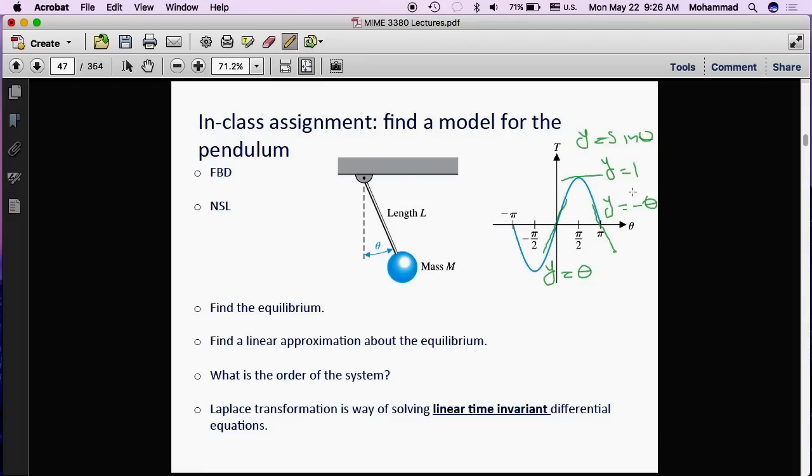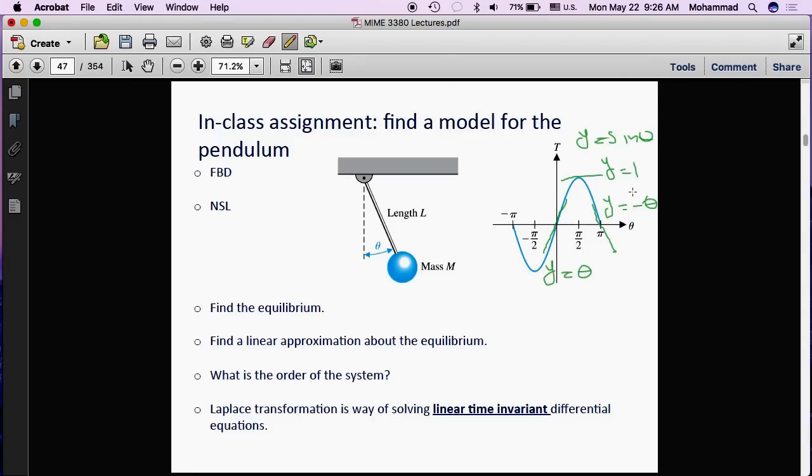If you plug theta equals 0 in here, what will you get? Theta of 0 will give you y of 0. But does this line cross theta of 0 and y of 0? It doesn't. So we need to make it so the slope is correct. The slope is -1, but the intercept is incorrect. What should be the intercept?